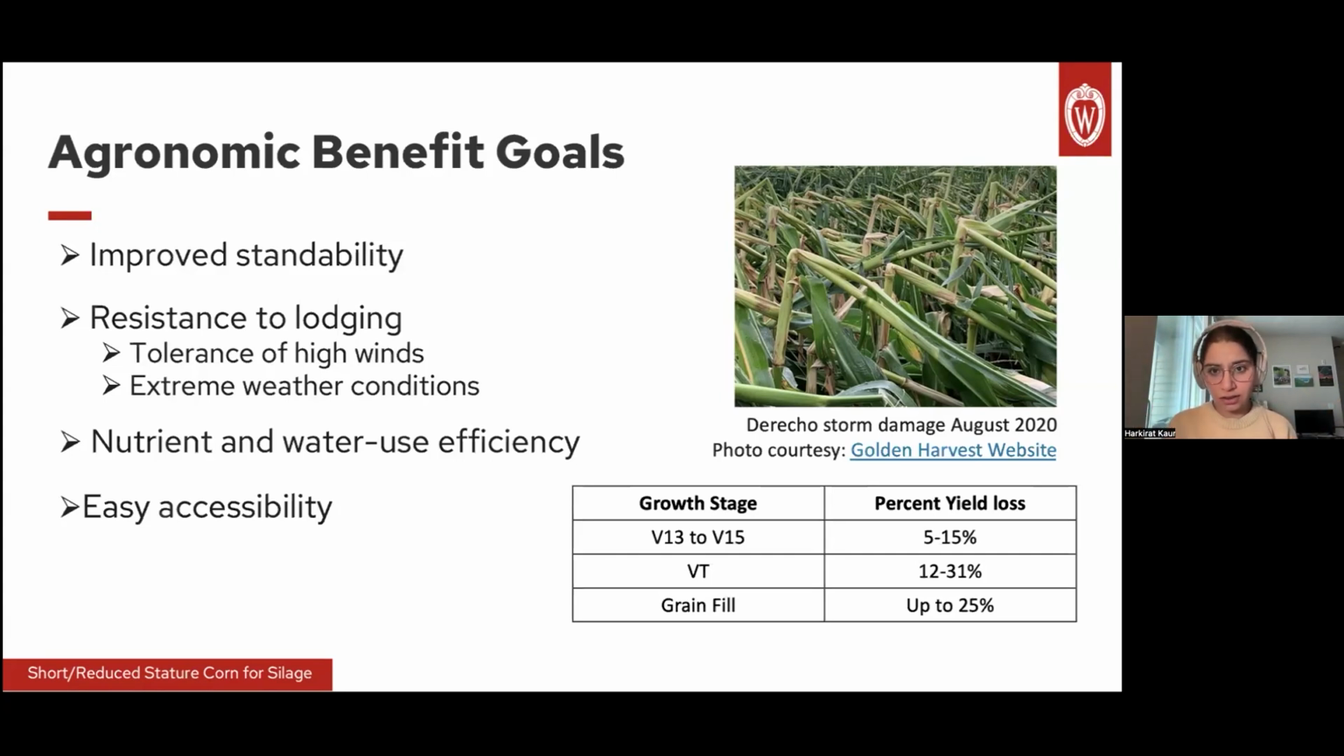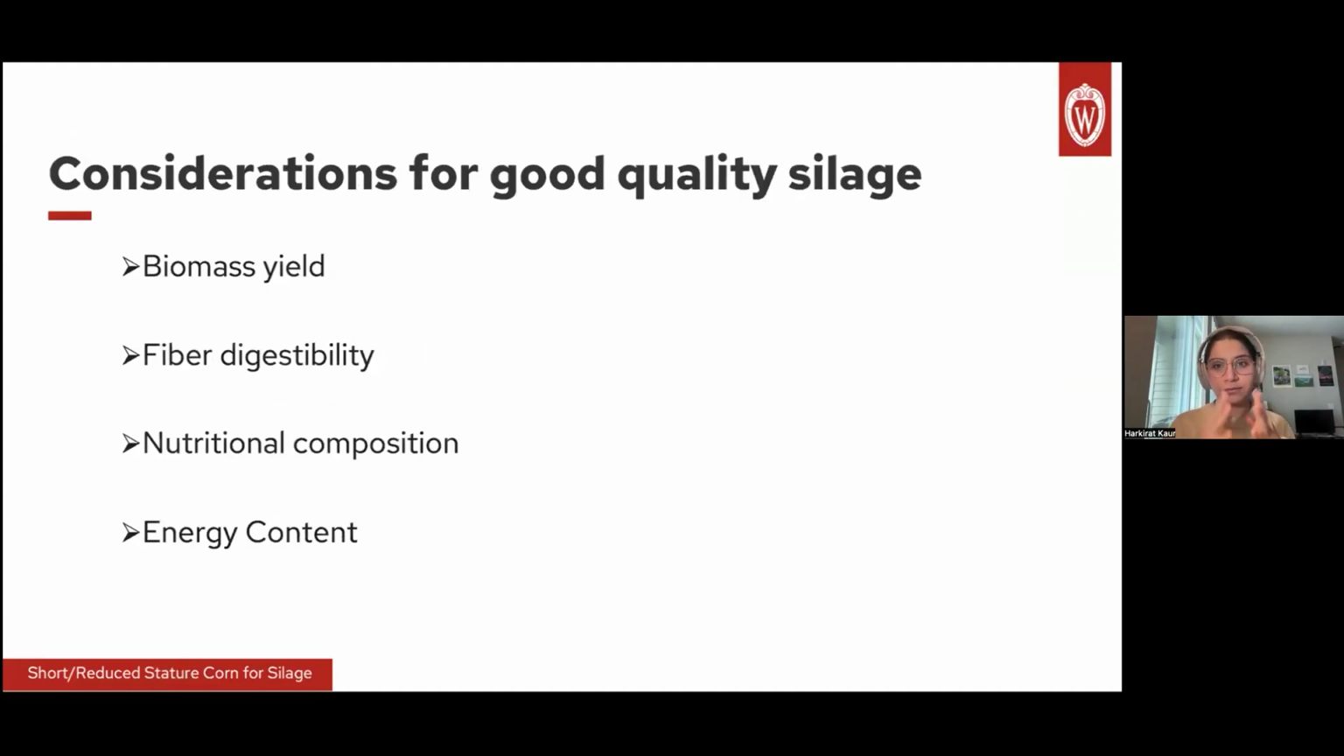These agronomic considerations are ubiquitous for both grain and silage. Specifically when we look at silage, there are other considerations, as Dr. Geyser was pointing out, and the most important of them are yield, digestibility, nutritional composition, and energy content.